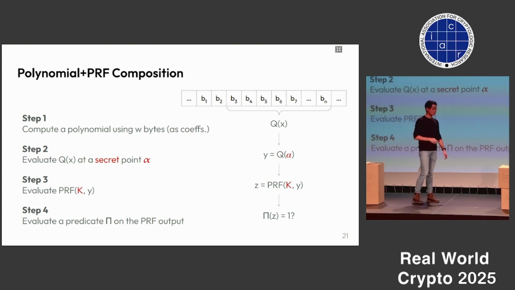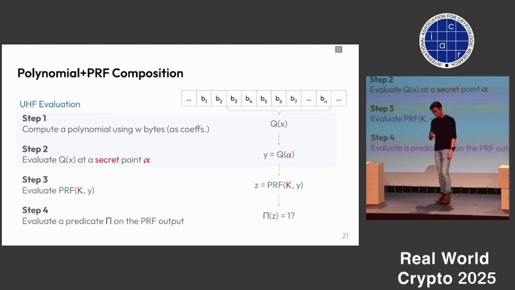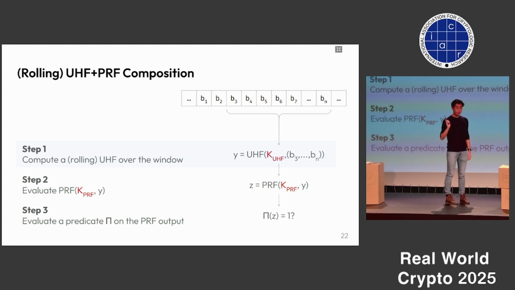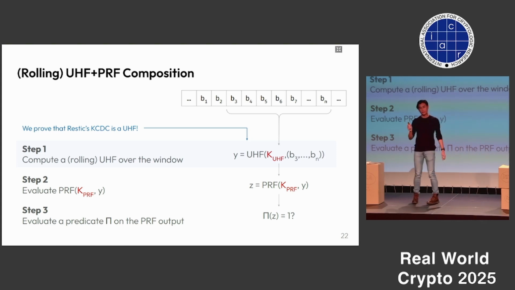All of these we can prove secure according to our definition, but the first part you might recognize as essentially being just a universal hash function. And this gives us a way to generalize this. We can just replace the first part with a universal hash function, right? So now we have the key for the universal hash function and the key for our PRF as our chunking key. But this is good news, because we actually can prove, and we prove it in a paper, that Restic's KCDC is actually not a secure KCDC, but it is a universal hash function.